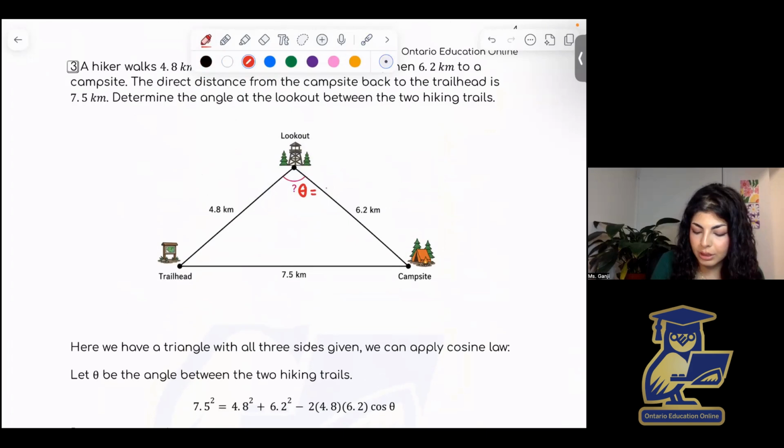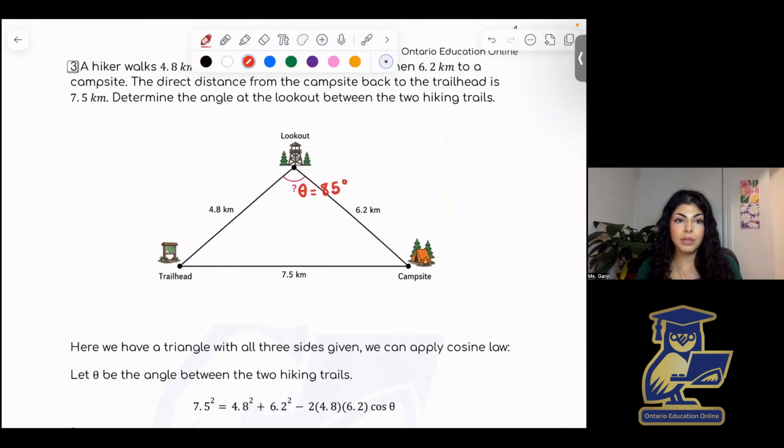And you can go an extra step here and label it on your diagram as well. And that is it for this question as well. We don't have to find any of the other angles.